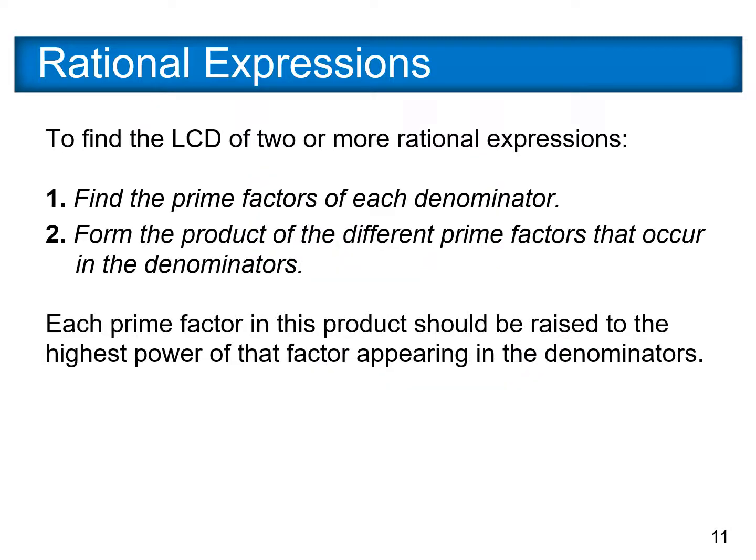So let's talk about this part, about finding the lowest common denominator of two or more rational expressions. Well, step one is you need to find the prime factors of each denominator. In other words, you need to find the numbers that, when multiplied by each other, give the denominator you have, and that will allow you to find something in common with the other one. And then you need to form the product of the different prime factors that occur in the denominators. Each prime factor in this product should be raised to the highest power of that factor appearing in the denominators, in order for you to actually obtain denominators that are the same.